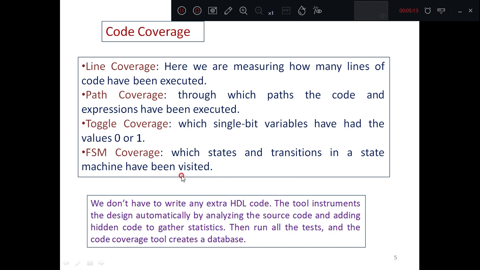For this particular coverage, we don't have to write any extra HDL code. The tool gives all the details. The tool instruments the design automatically by analyzing the source code and adding hidden code to gather the statistics.